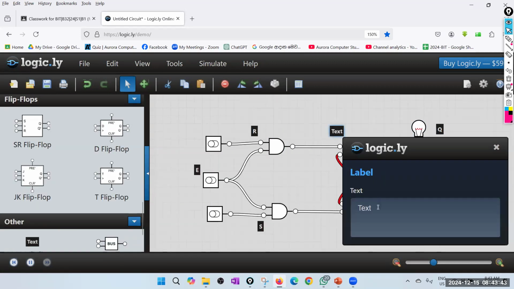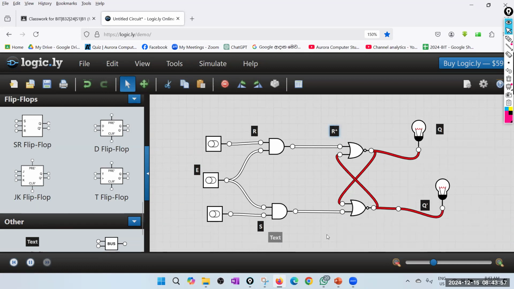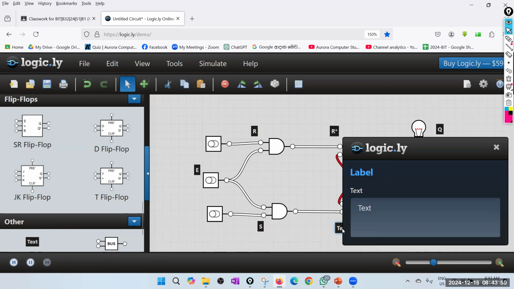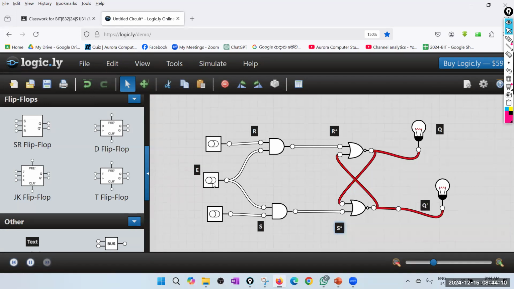This is my R star. This is my S star. Whatever, okay. New S. Right. Now when enable is enable, this behaves like any other normal SR latch.